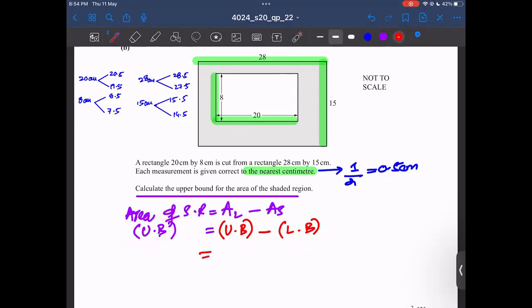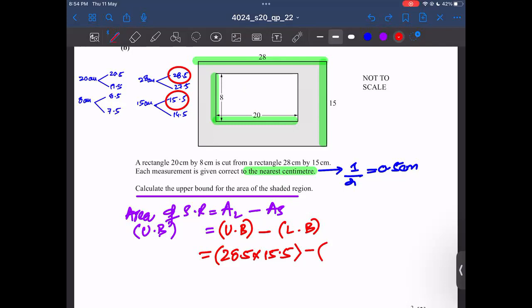So the area of the large rectangle: I'm going to take the upper bound values, 28.5 for the length and 15.5 for the breadth. I'm going to write the area, length into breadth, using the upper bound values of the length and breadth, minus the lower bound of the small rectangle. The small rectangle dimensions are 20 and 8.